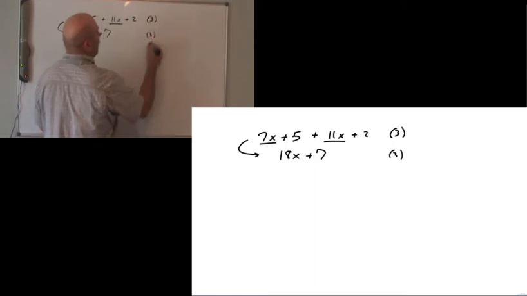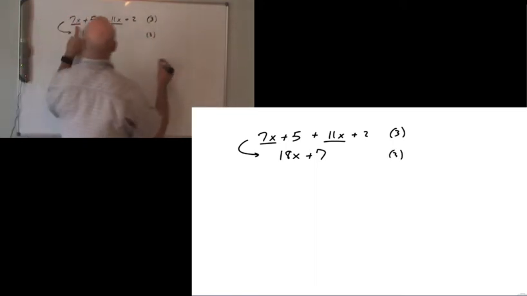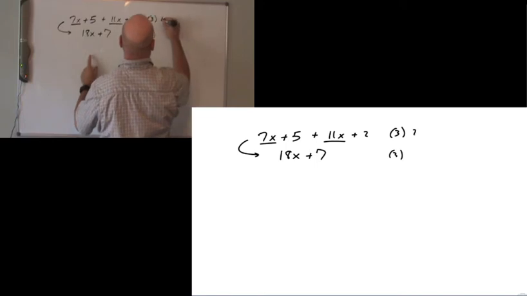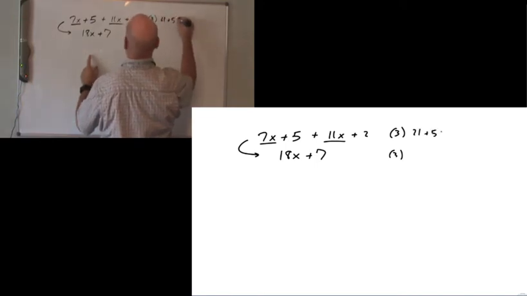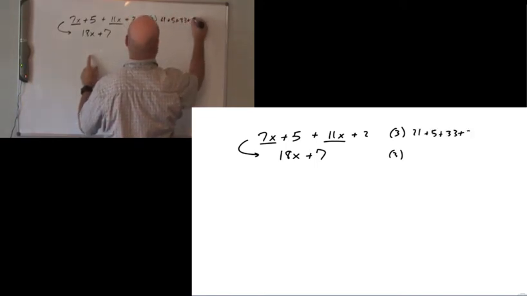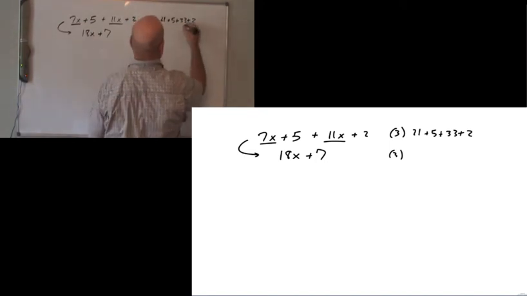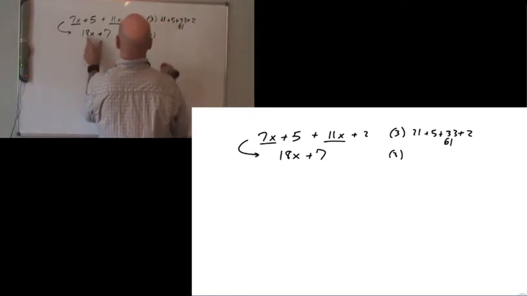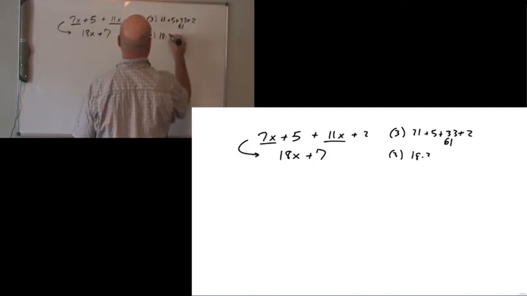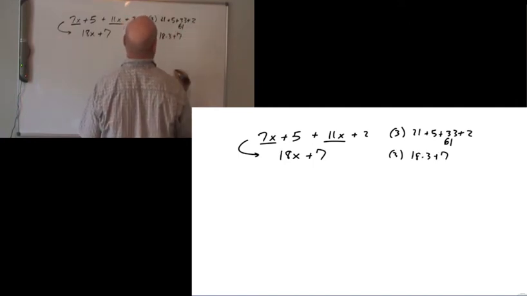In this case, I'm going to plug a 3 into both of them. I'm just going to do all this in my head real quick. That's 21 plus 5 plus 33 plus 2. So that's 54 plus 7, so this turns out to be 61. If I plug a 3 in there, 18 times 3 plus 7, 18 times 3, that's 30 plus 24, which is 54, plus 7, which is 61.